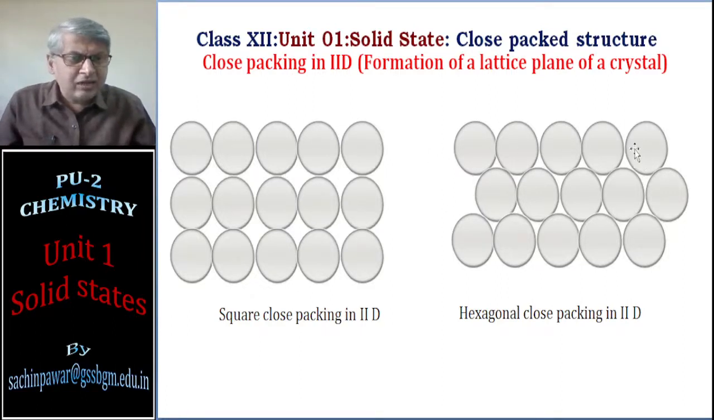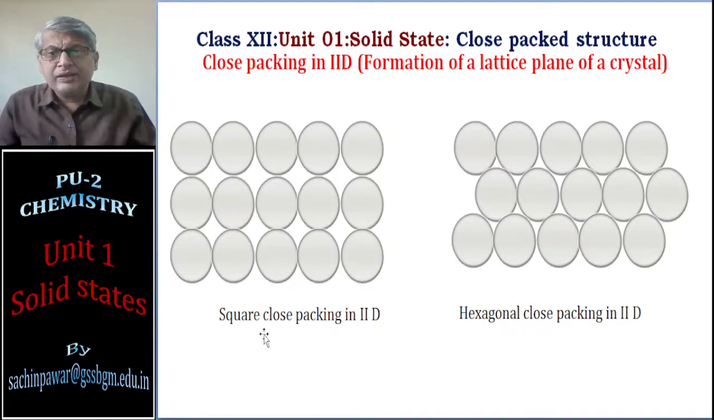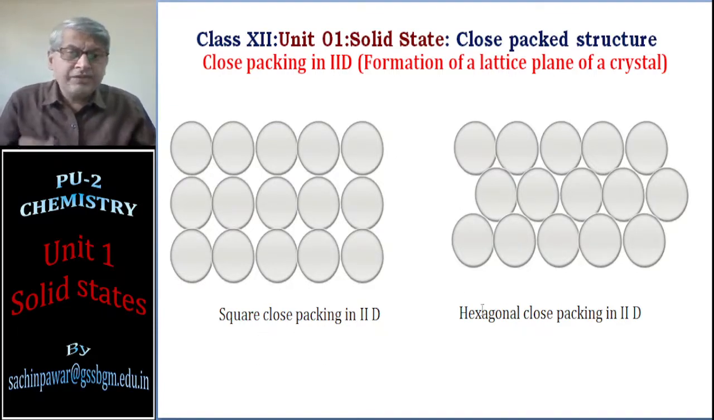Here the particles are not aligned, whereas in square close packing the particles are aligned in 2 axes. So the one on the left hand side is referred to as square close packing, and the one on the right hand side is called hexagonal close packing in 2 dimension. So this gives us a plane of the crystal lattice. That is known as lattice plane. Let us see this one by one.